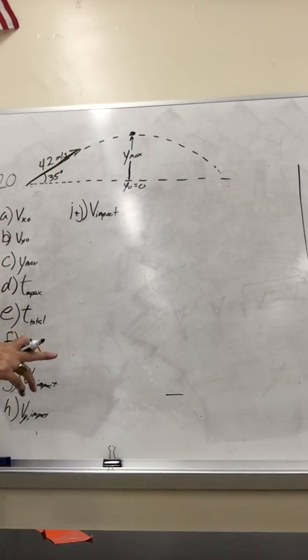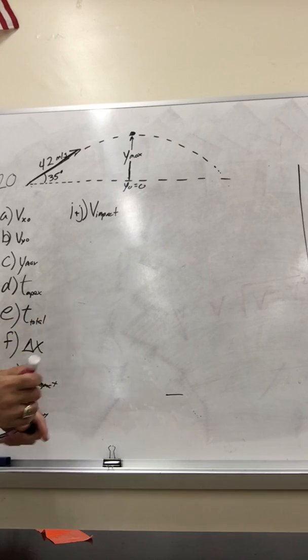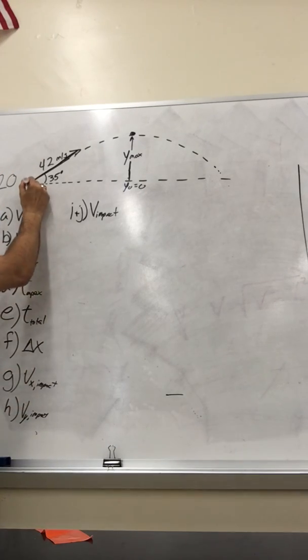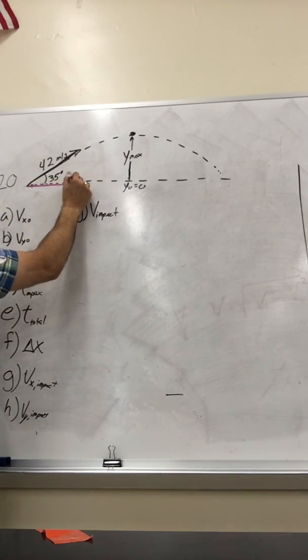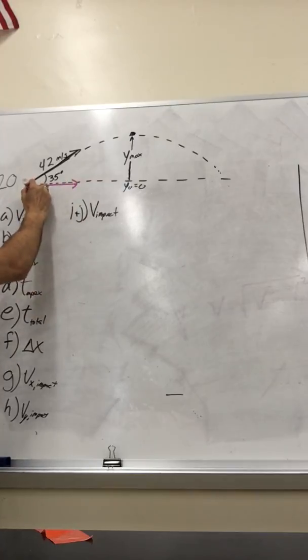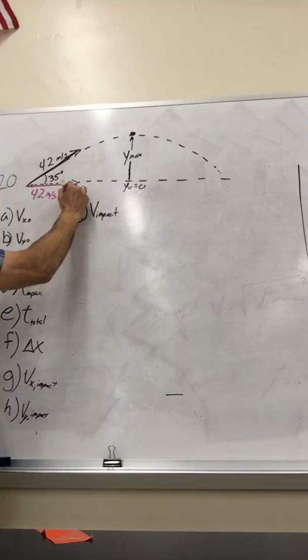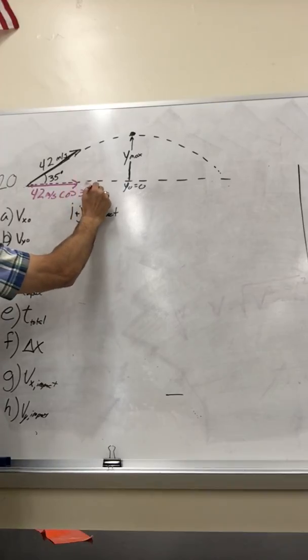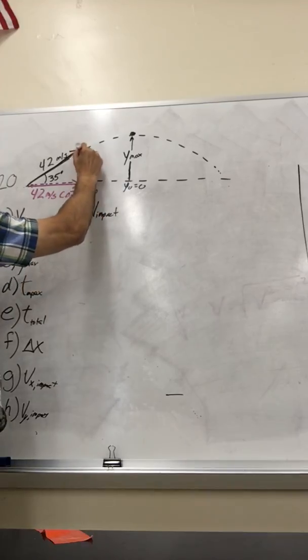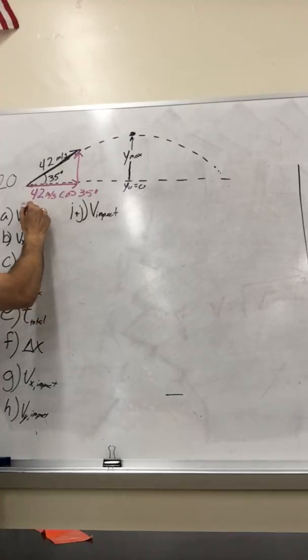All right, Vx naught. The first thing we have to do anytime we have a projectile launched at an angle is to break down our launch vector into its components. This is 42 meters per second times the cosine of 35. And so that's what that is.